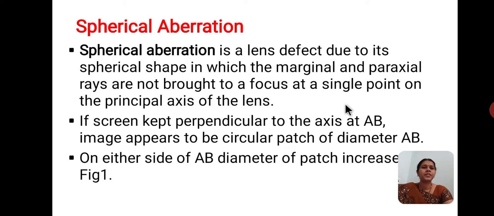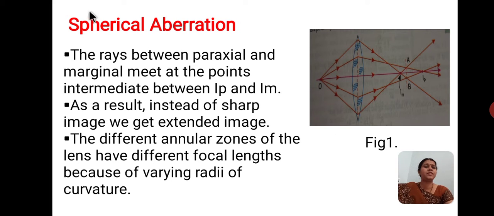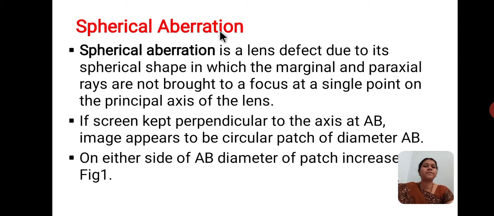Okay students, spherical aberration is a defect due to the spherical shape of the lens, in which the marginal and the paraxial rays are not brought to focus at a single point on the principal axis of the lens. It has been shown in this figure. Marginal rays are meeting at this point, paraxial rays are meeting at this point, they are not brought to focus at a single point. That is known as spherical aberration. This is the definition of spherical aberration.